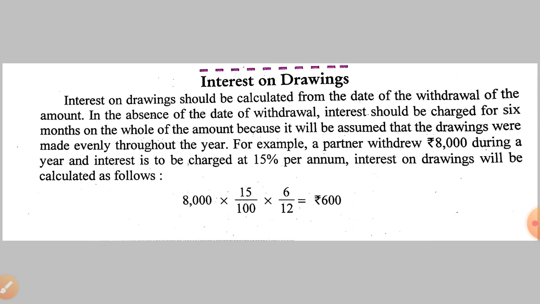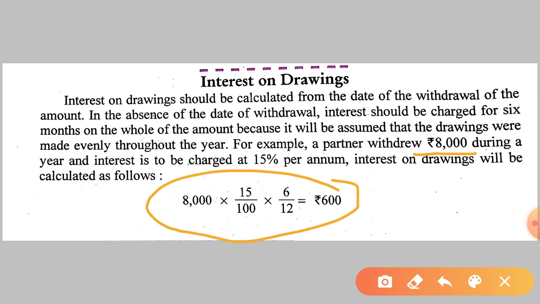So we'll take an example. In this, there's a partner who withdrew 8,000 rupees during a year, and interest is to be charged at 15%. Interest on drawings will be calculated in the following manner. This is the manner. Now this 8,000 is clear, we got it from here, and this 15% in this.